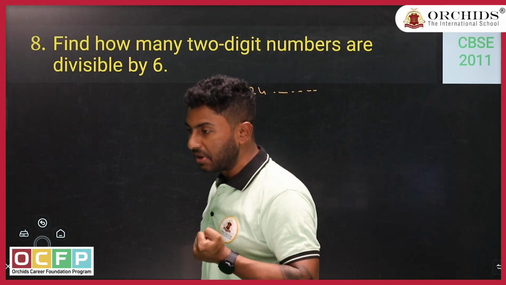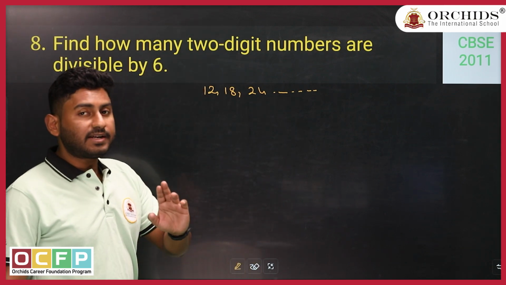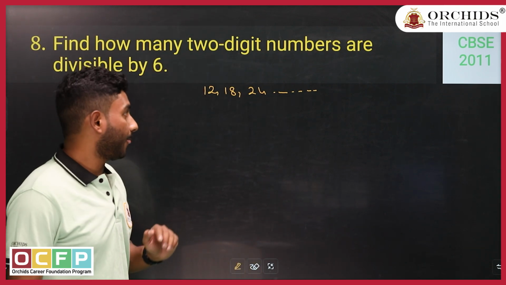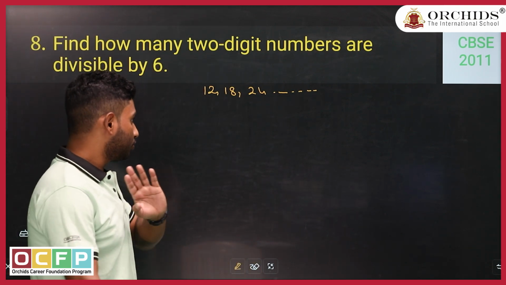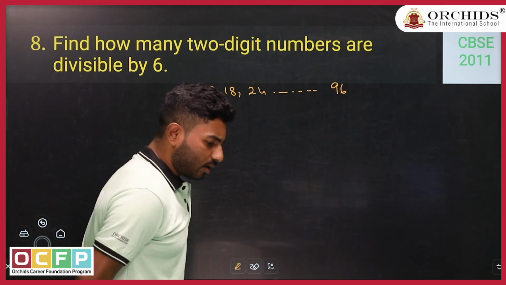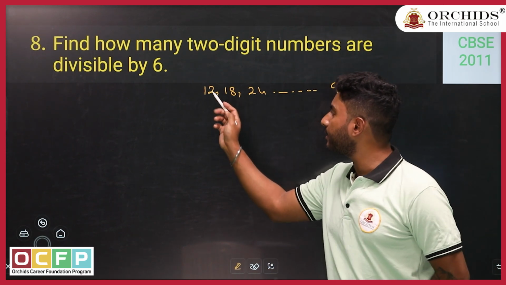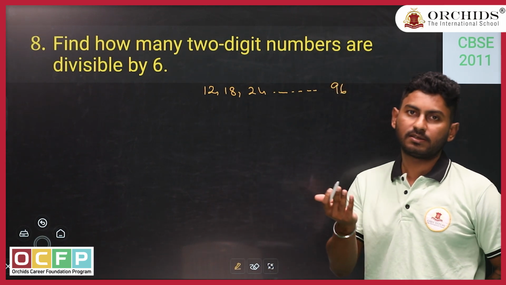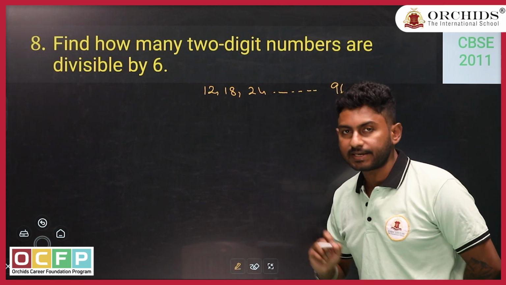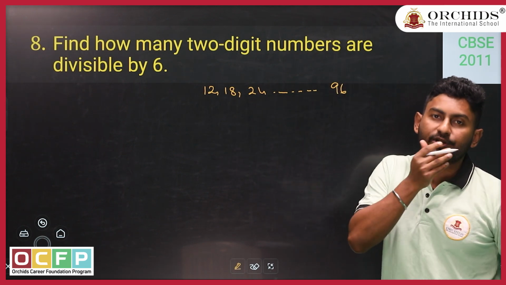So these are the multiples of 6. After 96 it comes to 102, which is not a 2-digit number. So my last term is 96. Now, is it in AP? Yes. Why? Check the common difference. 18 minus 12 is how much? 6. 24 minus 18 is how much? 6 again. So this is an arithmetic progression.